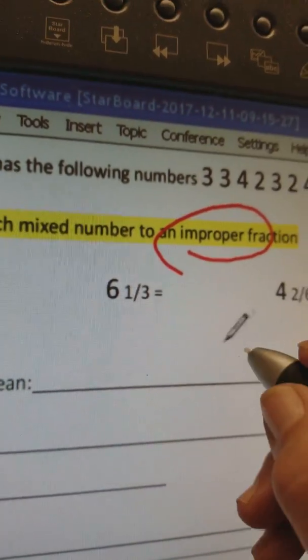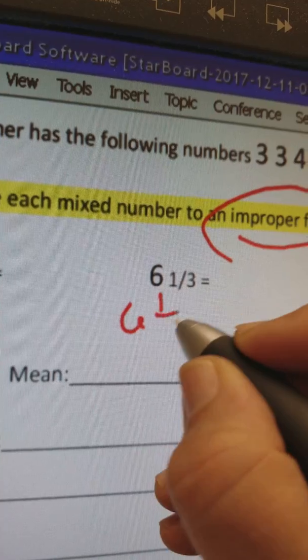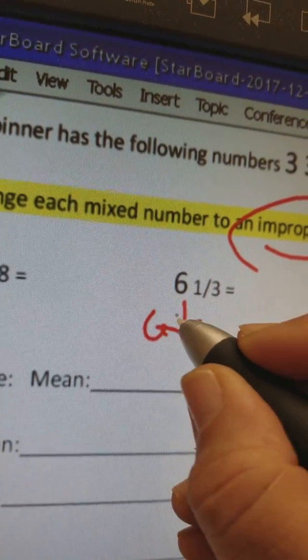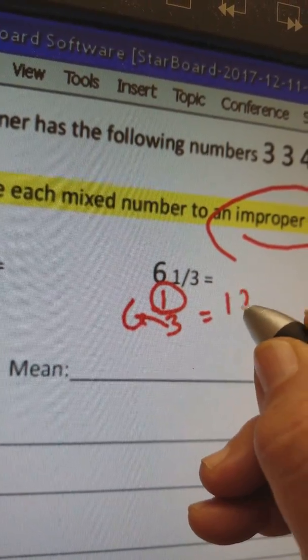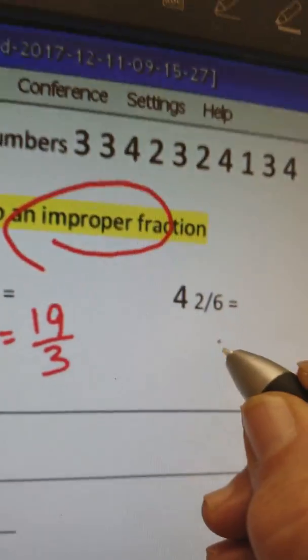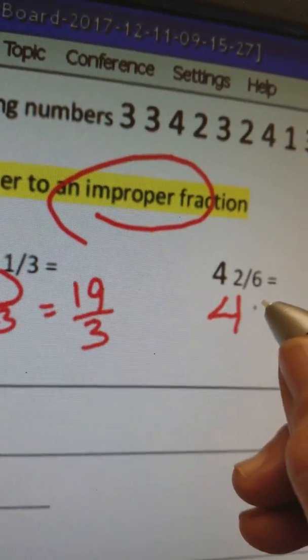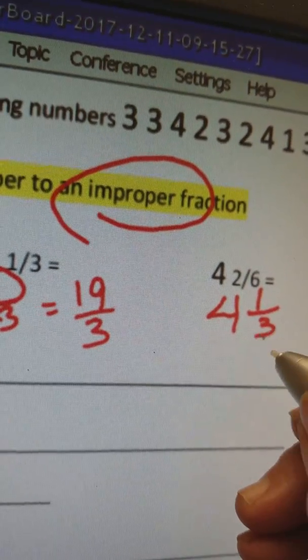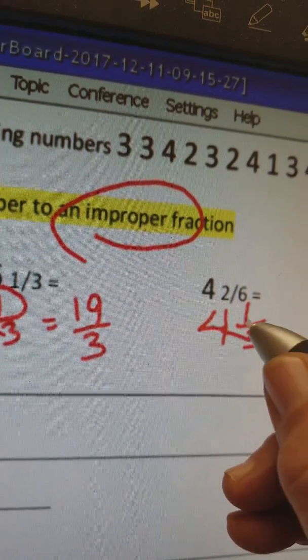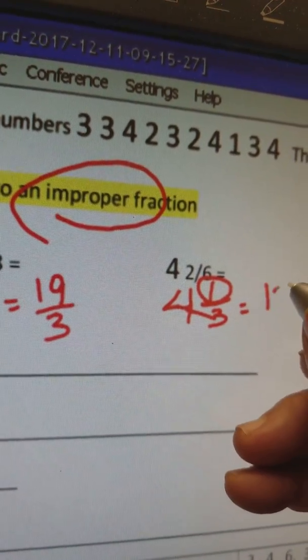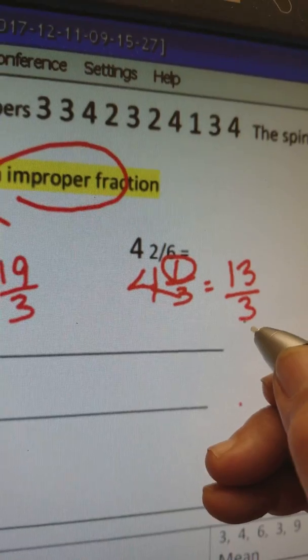Moving on to the next problem, 6 1/3. 6 times 3 is 18. Add 1 is 19 over 3. Again, 4 and 2/6 can be reduced to 4 1/3. 4 times 3 is 12, and 1 is 13 over 3.